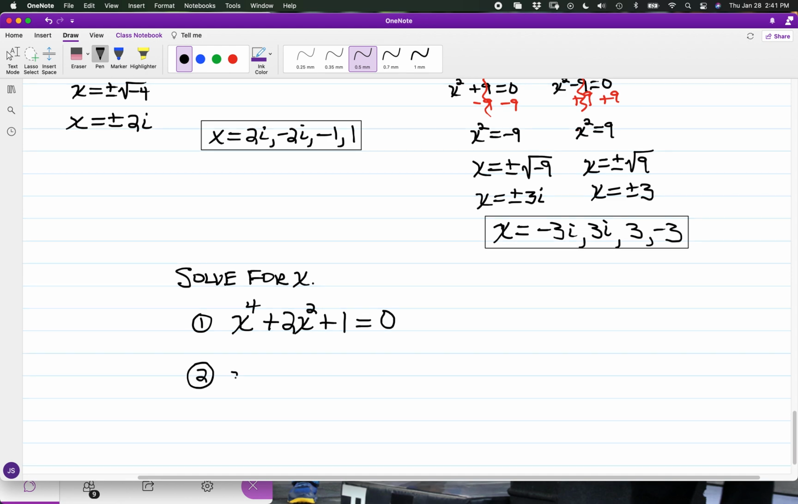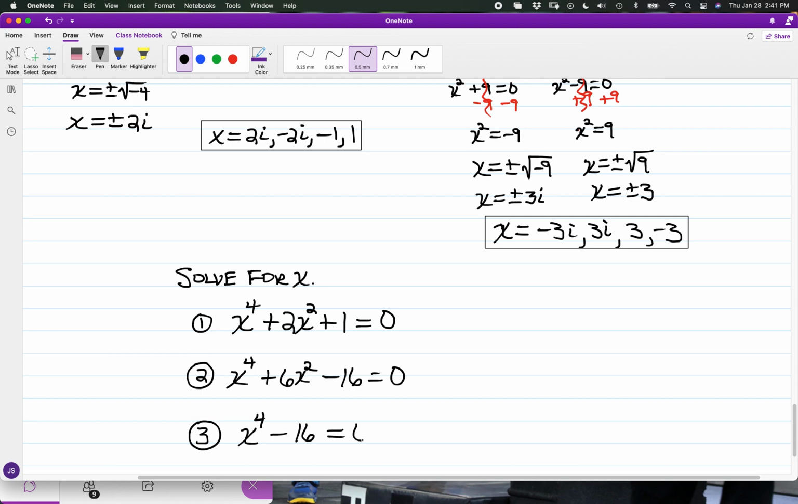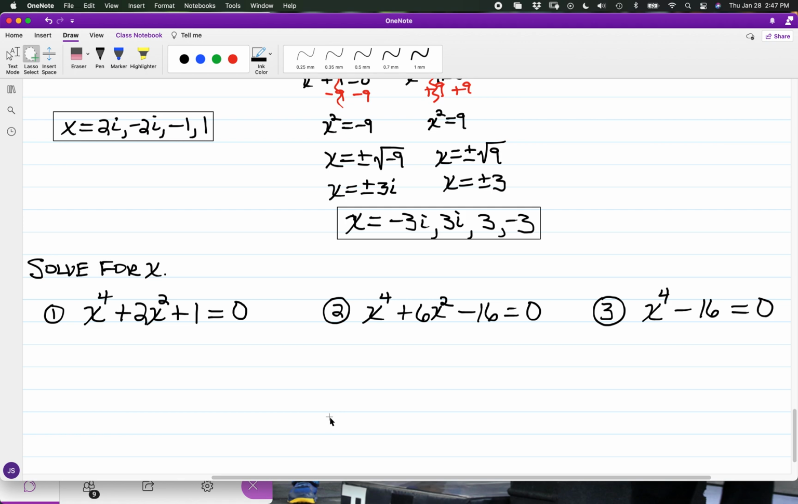Then for the next, we'll have irrational roots in the mix. We'll say we have x to the fourth plus 6x squared minus 16 is equal to 0. And let's say we also have, for fourth degree in x, x to the fourth minus 16 is equal to 0. If we look into these equations, all of these are fourth order in x, so we might possibly have 4 solutions, but no guarantees.